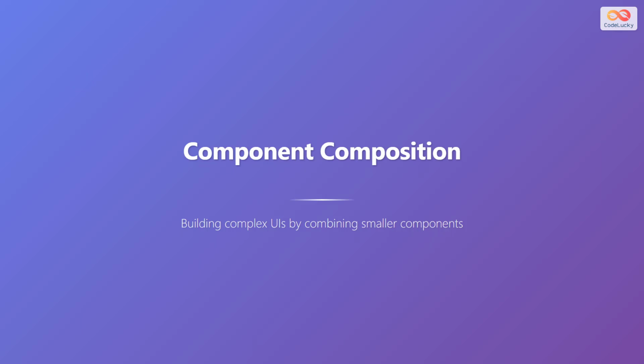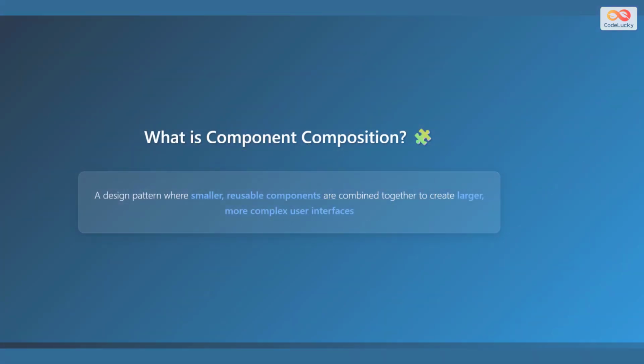Let's explore component composition. We will learn how to build complex user interfaces by combining smaller components. What exactly is component composition? It's a design pattern where smaller, reusable components are combined together to create larger, more complex user interfaces.